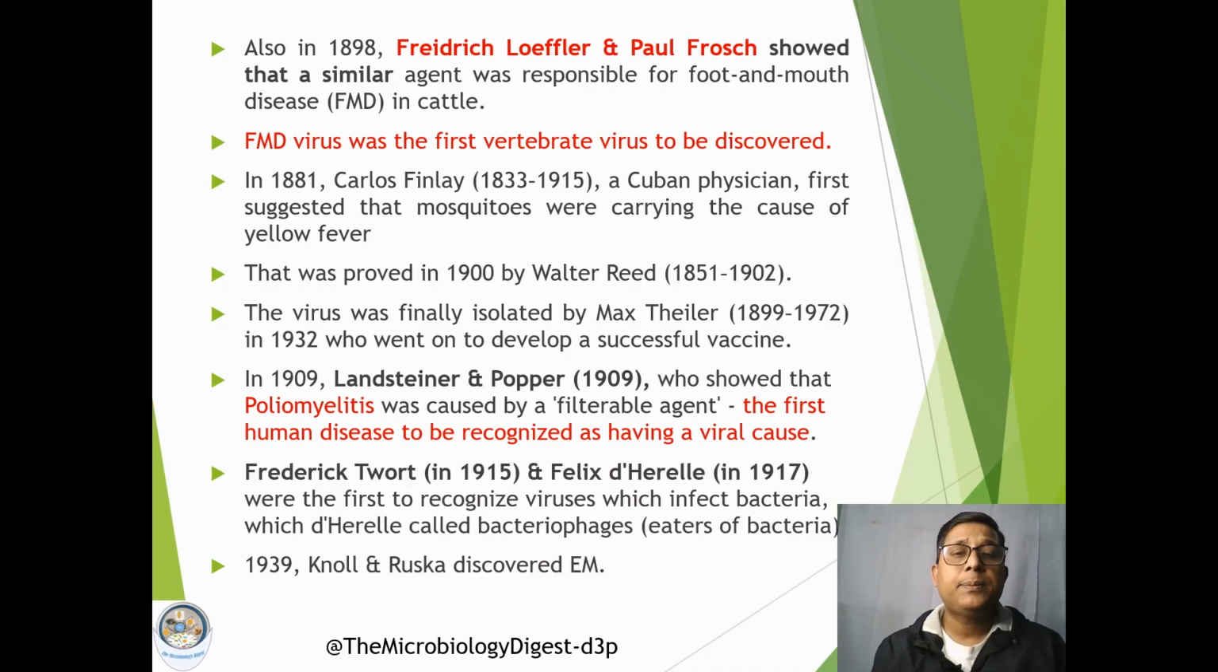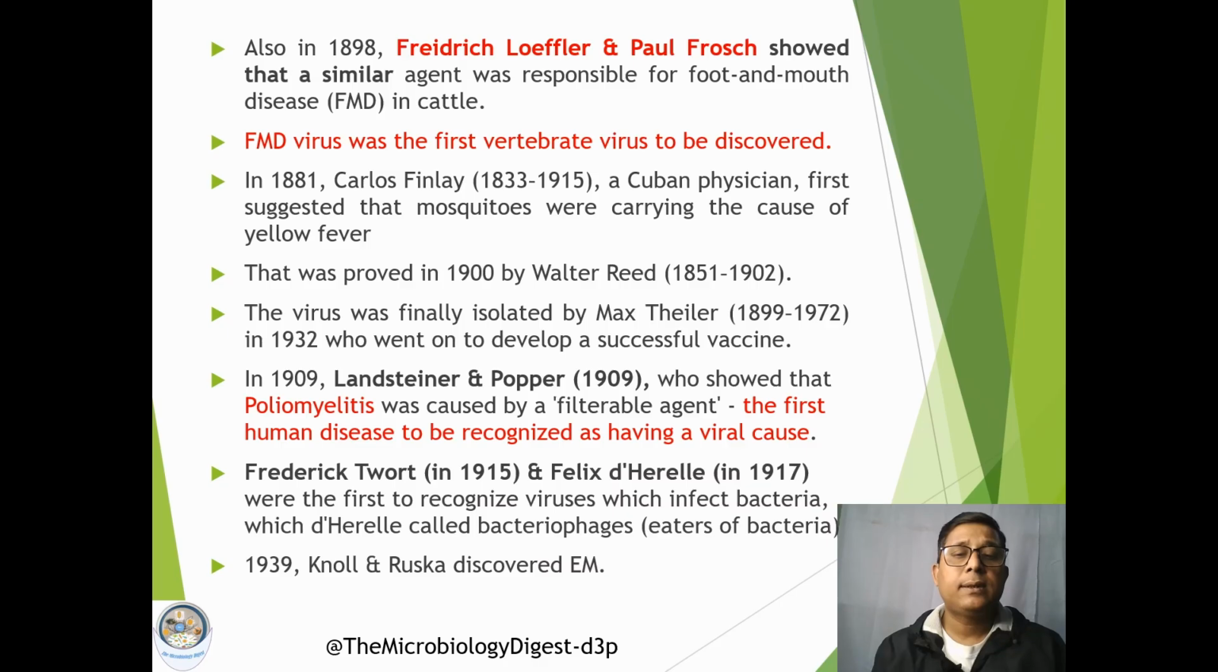Then subsequently, in the year 1881, Carlos Finlay proposed that mosquitoes may be responsible for yellow fever, a disease in humans, which was later proved by Walter Reed in the year 1900. Then the yellow fever virus was successfully isolated by another scientist, Max Theiler, and he was successful in developing a vaccine for yellow fever.